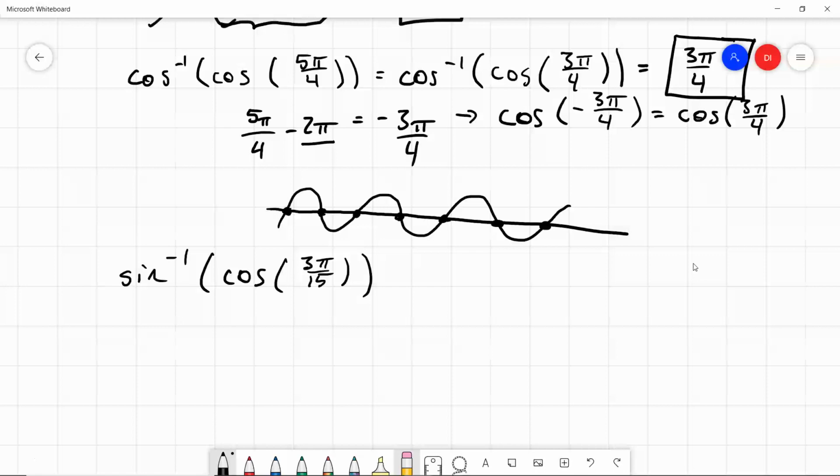It's already in the range. 3 pi over 15, that's in between 0 and pi. Can we ever write cosine in terms of sine? Cofunctions. The cofunction identities tell us that cosine of some random angle theta is the same thing as pi over 2 minus theta.